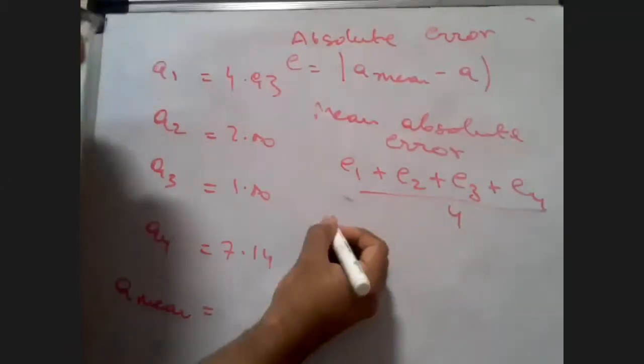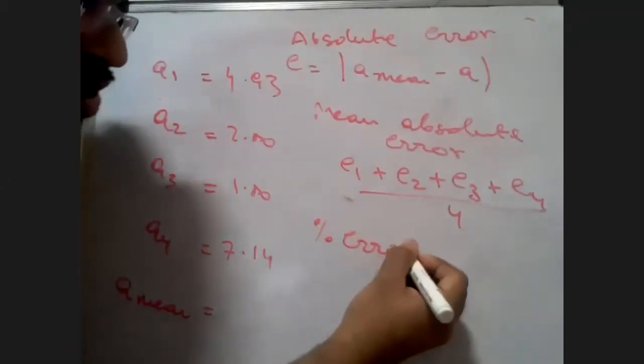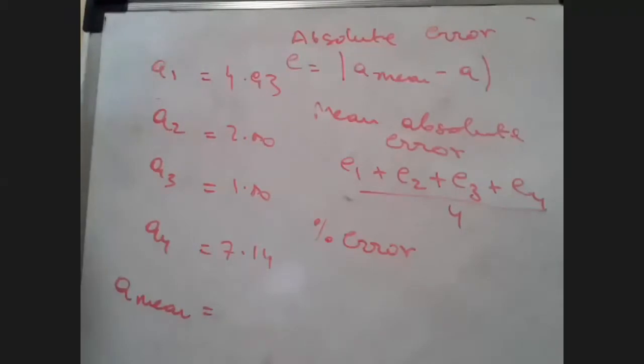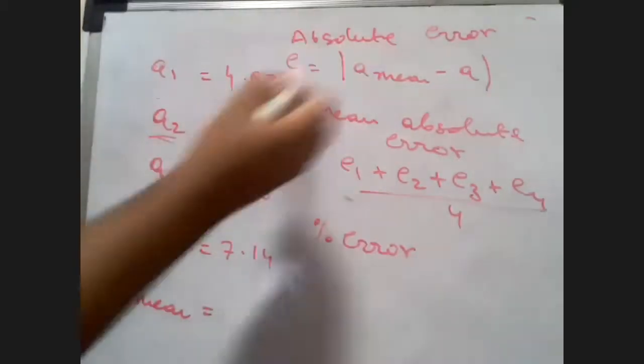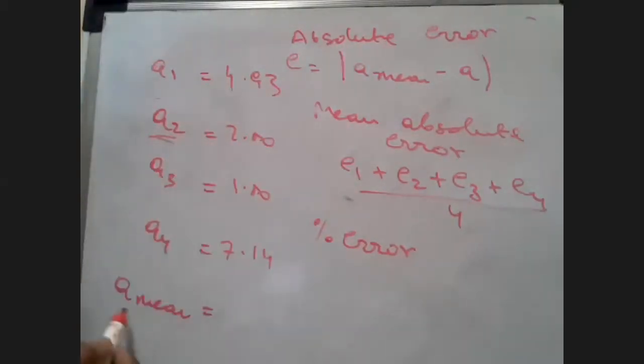Then I ask you to find out the percentage error. Percentage error is going to be what now? Percentage error will be this mean absolute error into 100. But if I tell you to find out the percentage error between A2 and A mean, then what will you do? You will do A mean minus A2 into 100. Have you all understood? If it is specifically asked, then it's a different thing. Otherwise, mean absolute error into 100. That is how you'll go about.